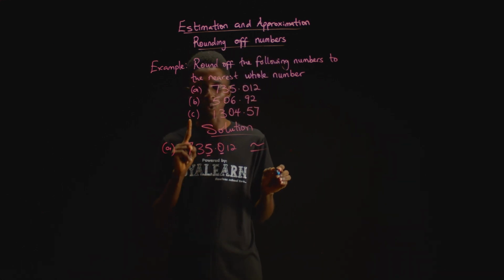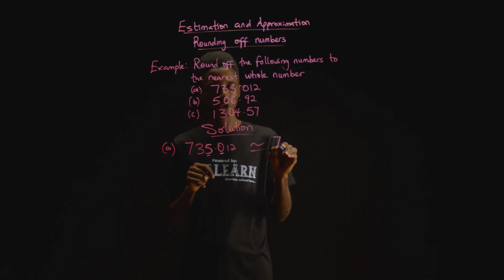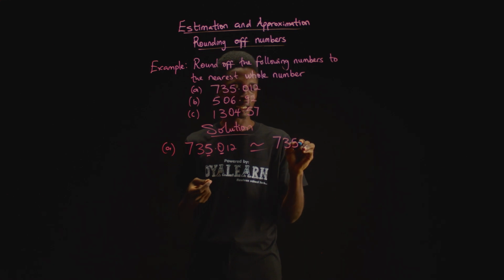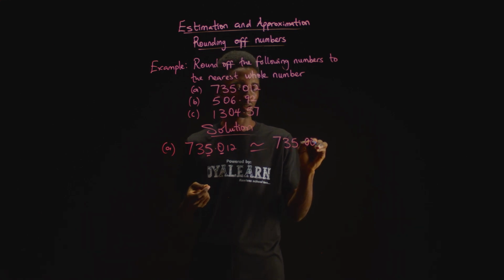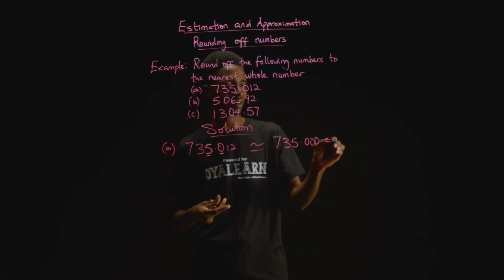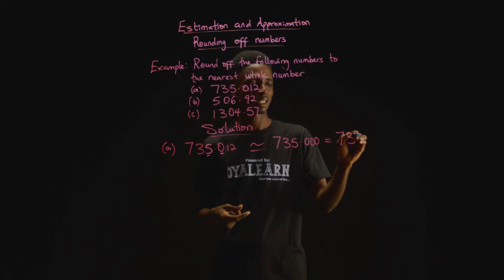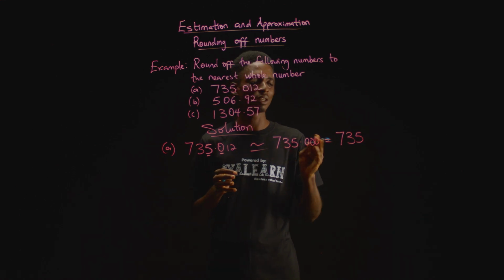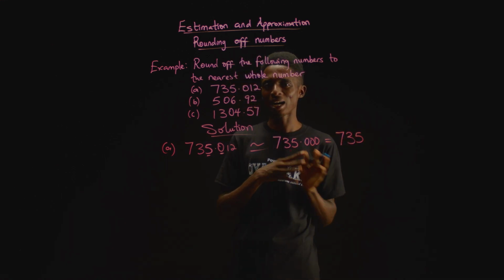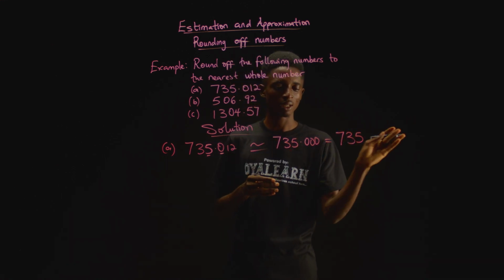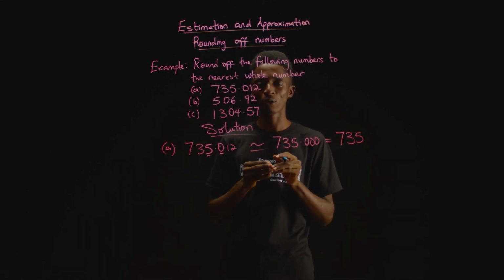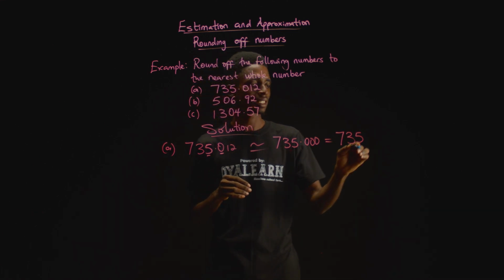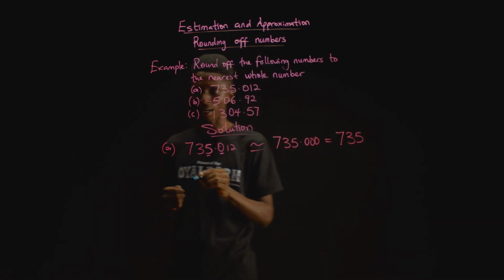That will imply that what we have is 735. Now, every other thing becomes 0, so that is 0.000, which is just the same thing as writing 735. Recall, we are rounding it off to the nearest whole number, meaning we have to do away with decimal numbers. So all the digits that follow the decimal point become 0, and then we do away with them entirely. Now, this is to the nearest whole number.